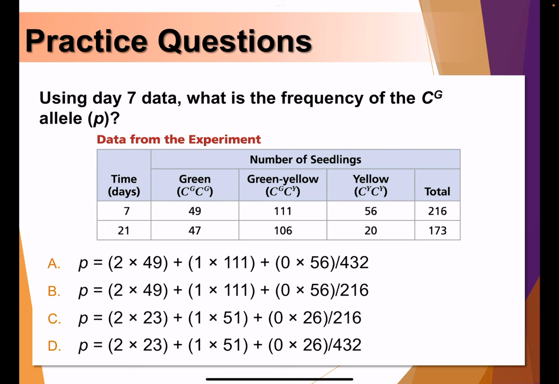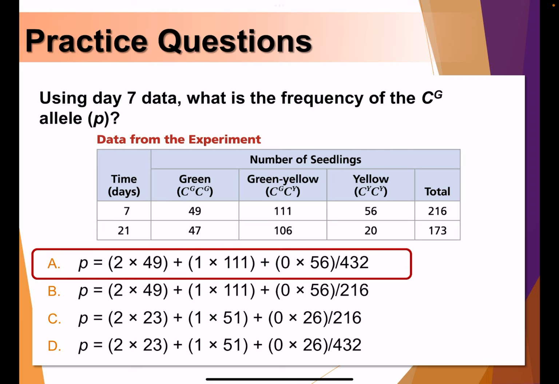Just the day 7 data. It should be A. So this is your day 7 data. 49 of them are homozygous, so that's why you multiply it by 2. 111 of them are heterozygous, so you add 111. And of course, there are no CG in your homozygous CY, so that is equivalent.